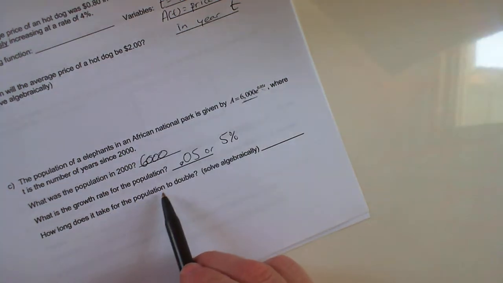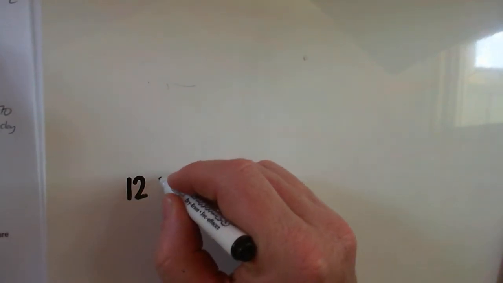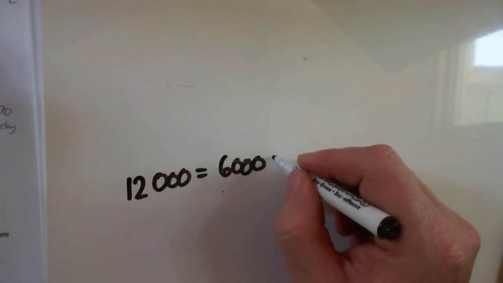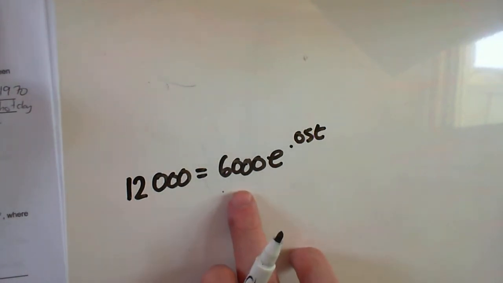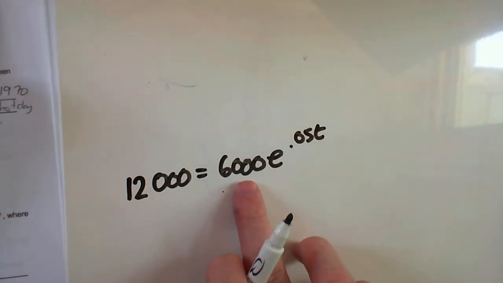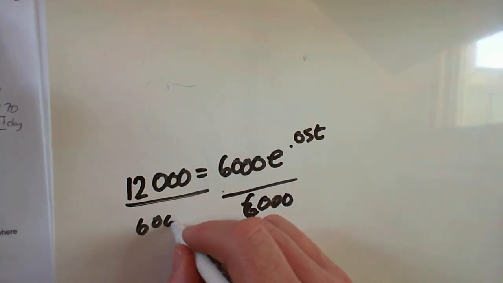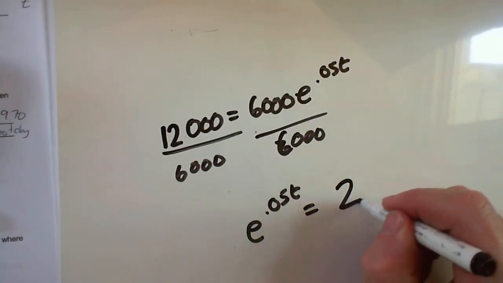How long does it take for the population to double? So double 6,000, that would be 12,000 equals 6,000 e to the 0.05 t. But really, you don't even have to put the 12,000. If you ignore the initial condition, what you're basically asking when you ask for doubling rate is, when does e to the 0.05 t equal 12,000 divided by 6,000, which is 2.